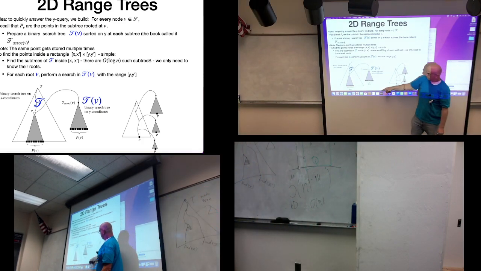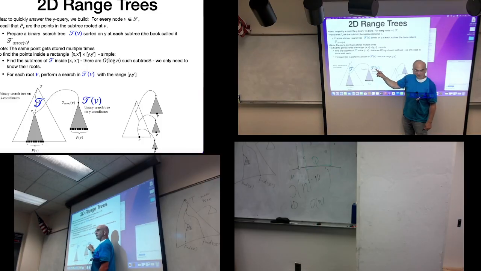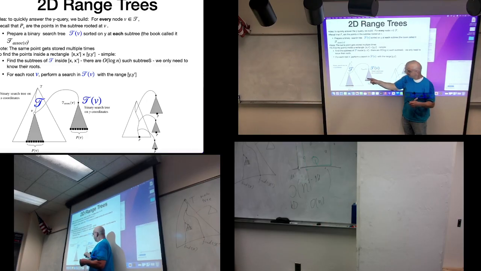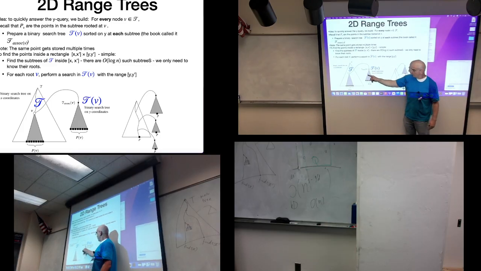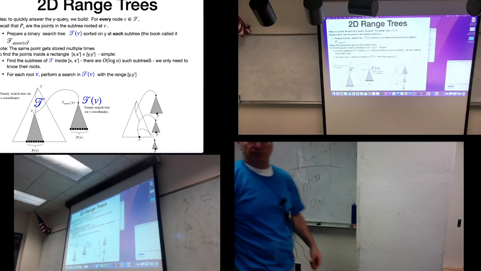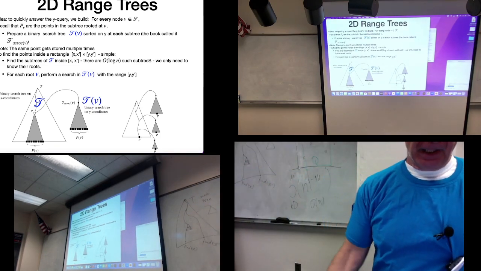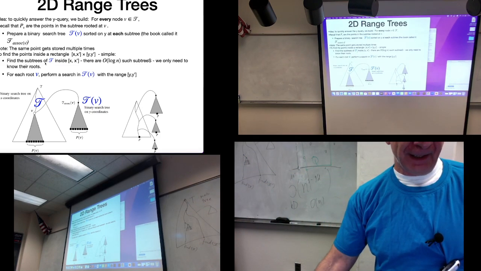How do I do it? Go to the subtree, T of V, perform a query by Y. If you are inside the subtree, then you already passed the X test. You're between X small and X large, X1 and X2. I just need to check which points satisfy the Y condition. Cool.